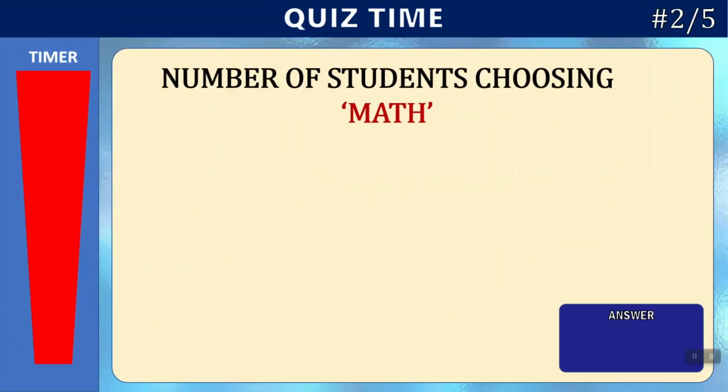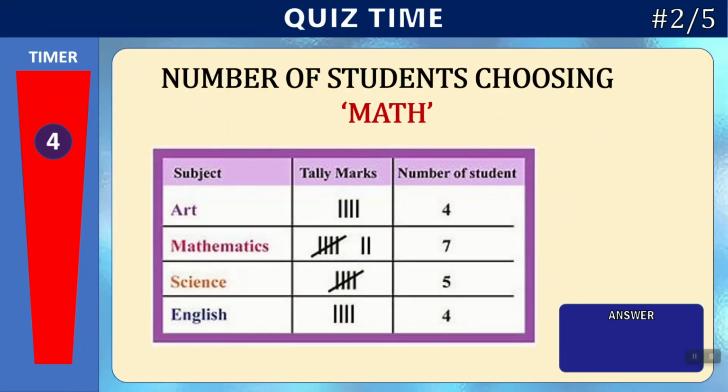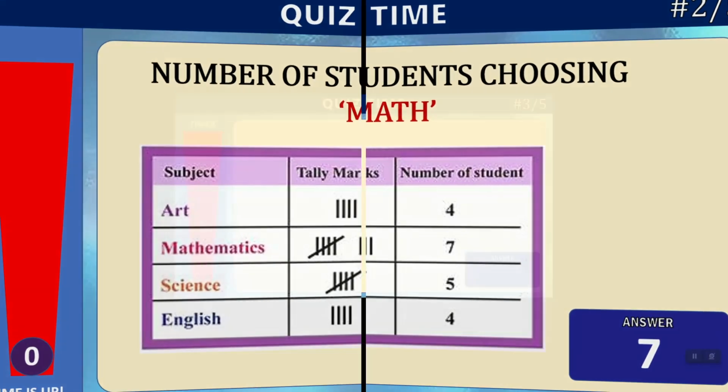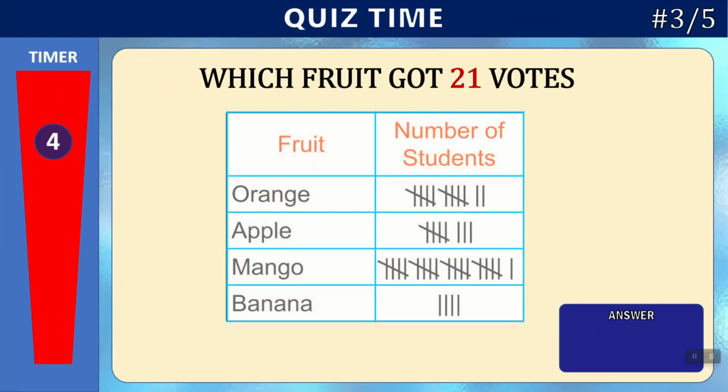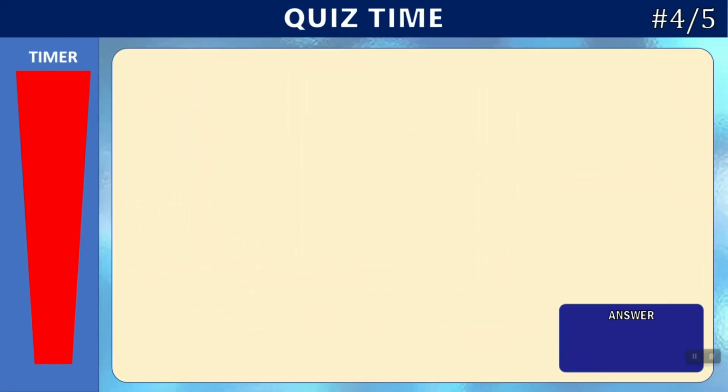Question 2. What is the number of students who chose math in the table below? Time's up. We can see by mathematics the tally marks, but also the number 7. Question 3. Which fruit in the table got 21 votes? Time's up. We can see mango has a group of 5, another group of 5, another group of 5, another group of 5. That's 4 groups of 5 is 20, and 1 makes 21. Mango got 21 votes.